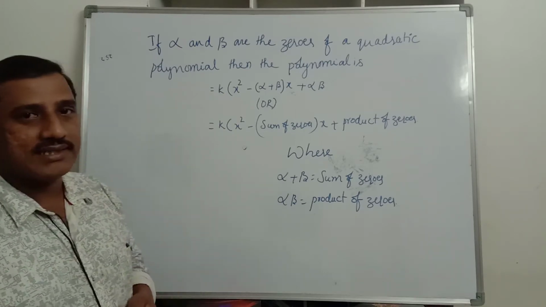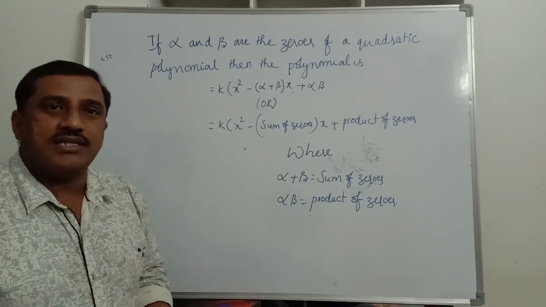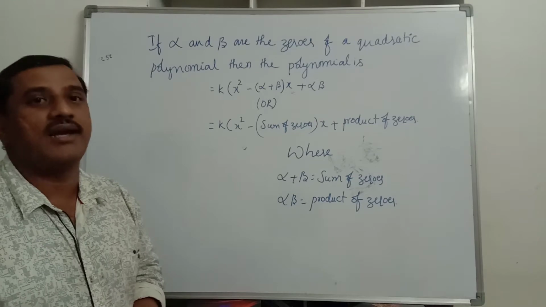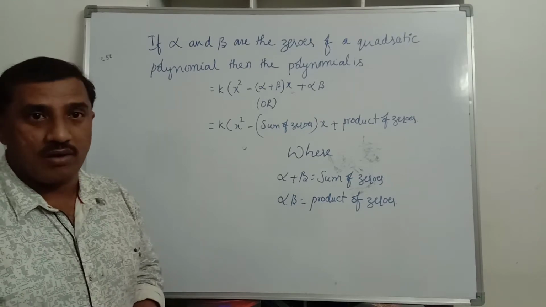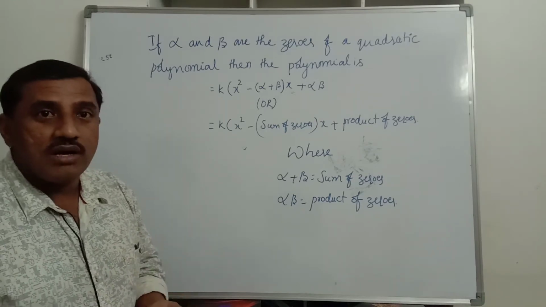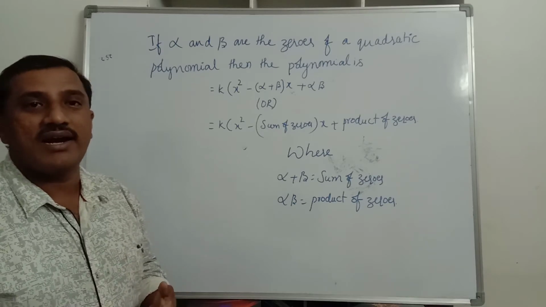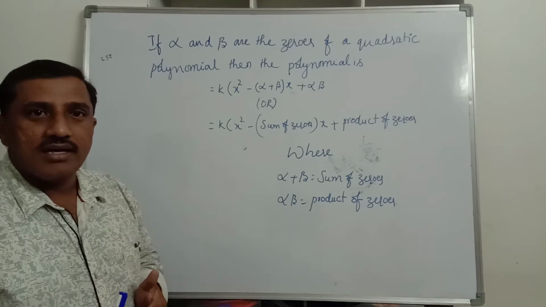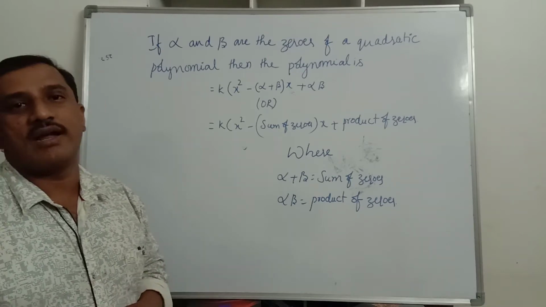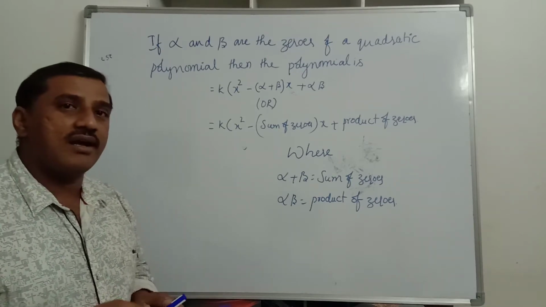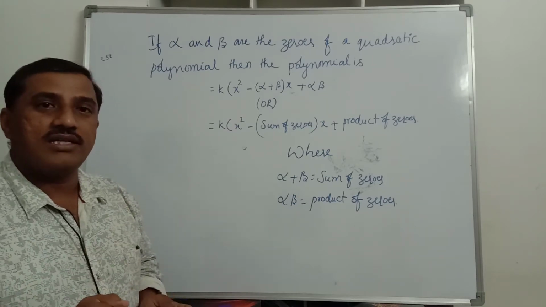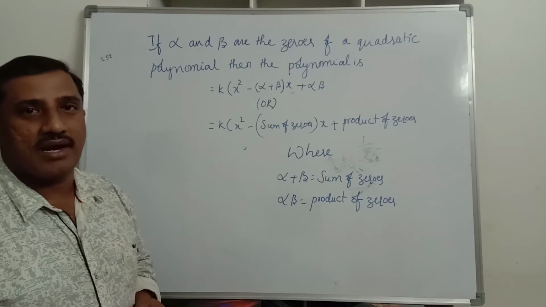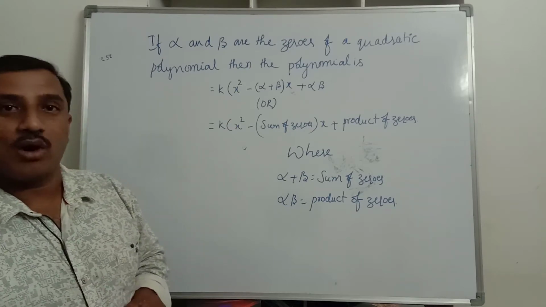Now we are going to discuss how to find the required quadratic polynomial when we know the zeros of a quadratic polynomial. Here we know the two zeros, so how do we find which quadratic polynomial those zeros belong to? We can find the quadratic polynomial when we know its zeros.